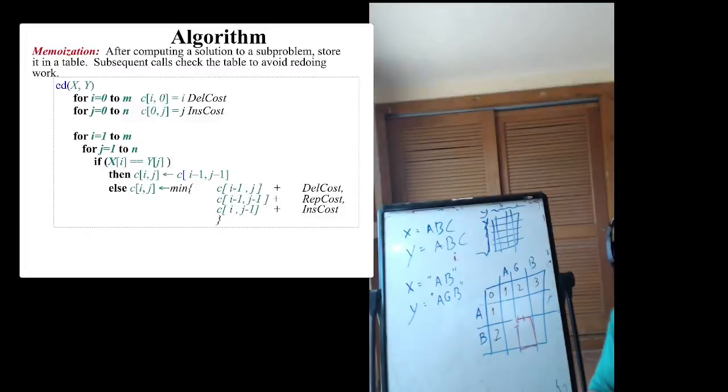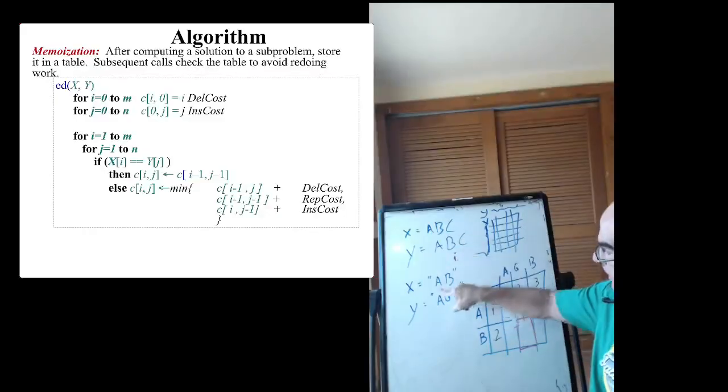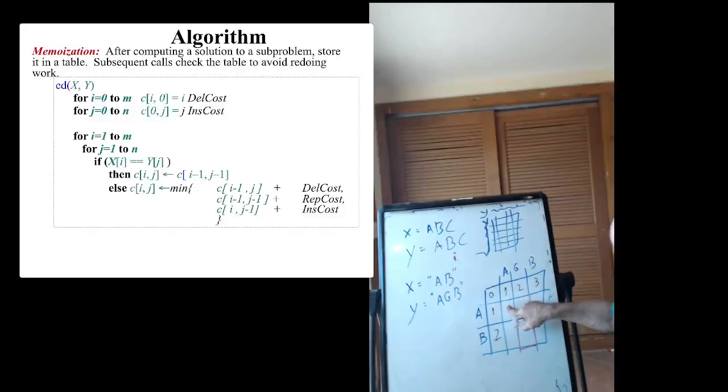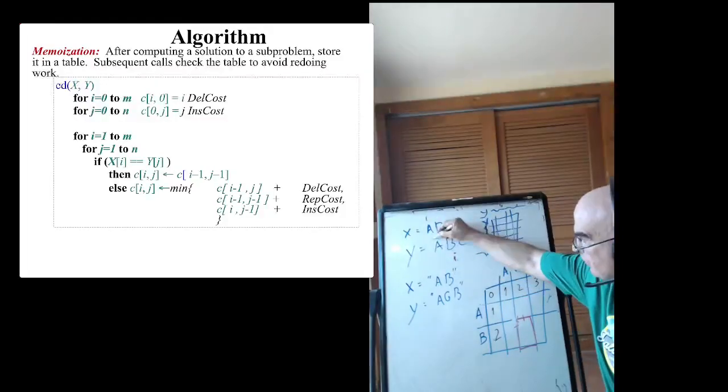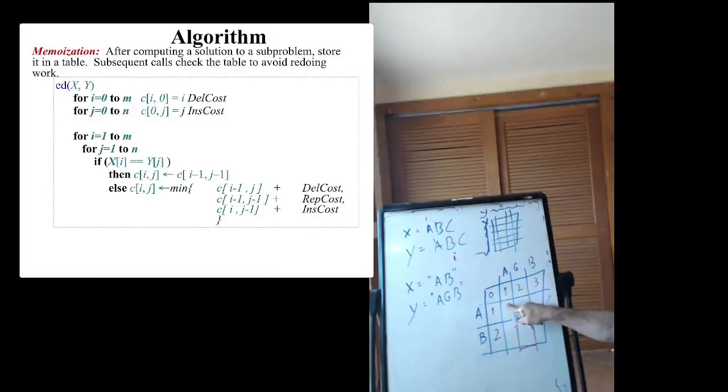In our example, for i goes from 1 to m, for j equals 1 to n, let's think about the case of i equals 1, j equals 1. I'm in this cell. What do I write in this cell? We are in the case that i equals 1, j equals 1. It's the same character. So C[i][j] is C[i-1][j-1] plus no penalty, 0. The A fits the A.